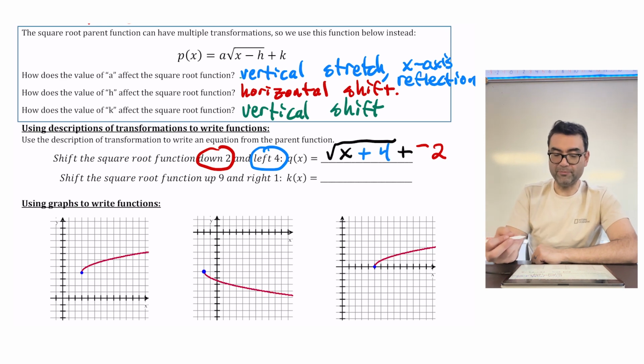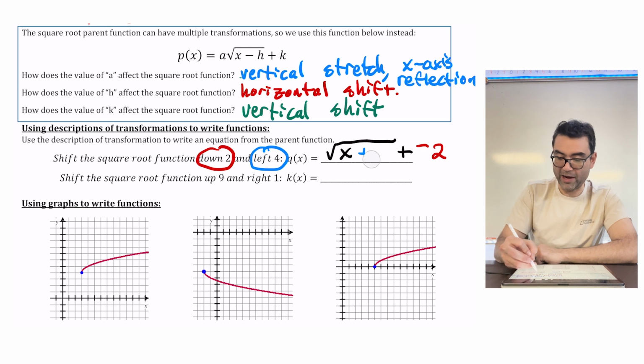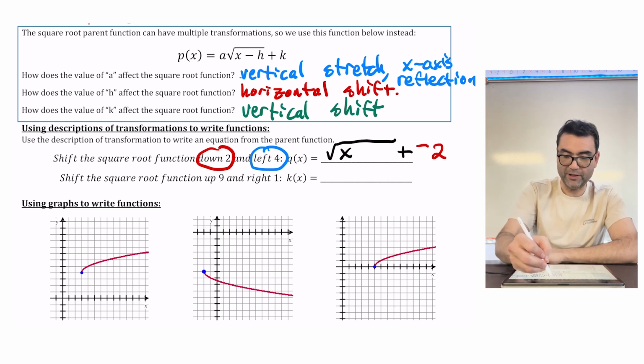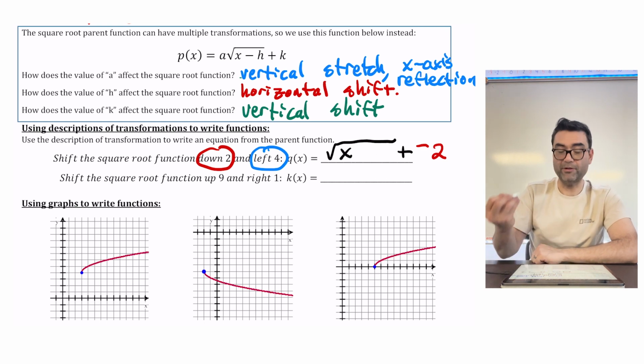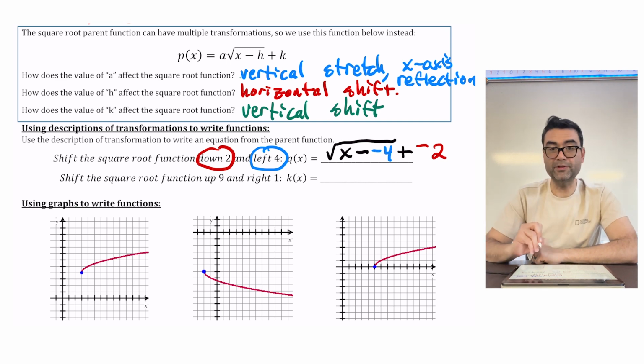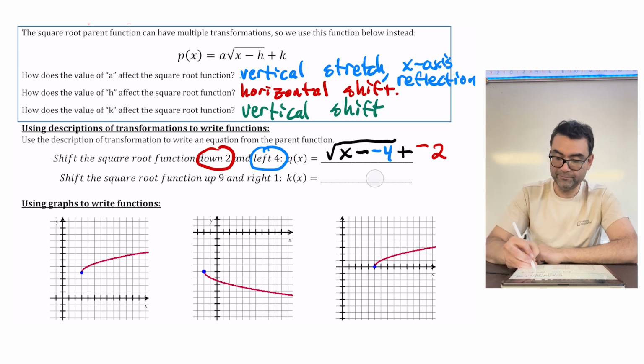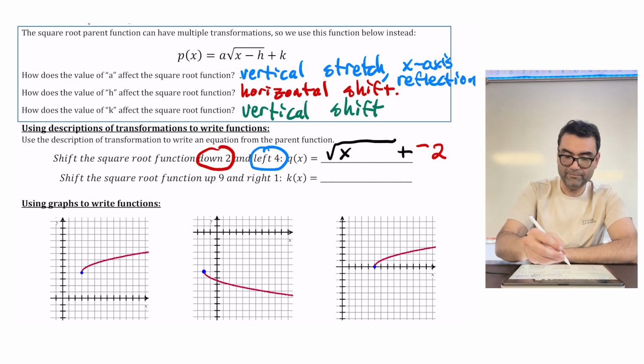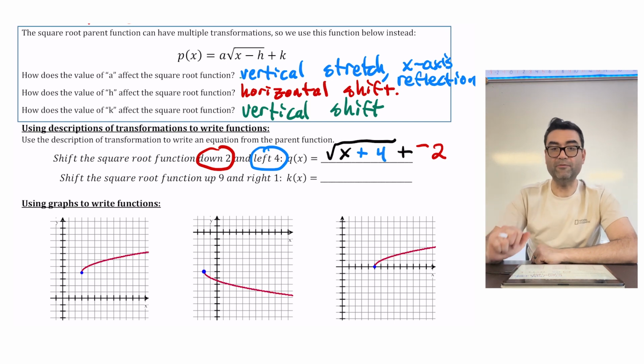Because if you actually plugged in, I'll just show it. If I were to write the original function, x minus h, and I replace h with -4, hopefully we know our rules of subtraction. When you subtract a negative, this would actually become +4. So this function would be the transformation that I'm asking for.